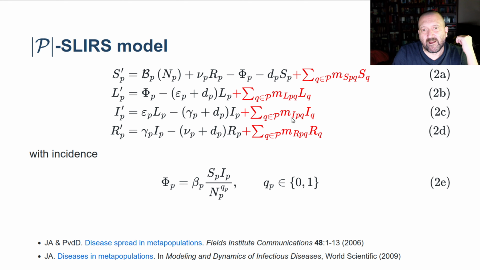Perhaps, for instance, the movement for infectious individuals could be small. It varies, okay? And finally, the incidence function that describes the occurrence of new cases, I'm going to write this way. And this is a little trick here. I have a power Q to the P for patch P. And Q to the P is either 0 or 1. So if it's 0, this is mass action incidence because n to the 0 is 1. And if it's 1, then this is proportional incidence. I'll point out that it could be more complicated than this, okay? But in these models that I'm going to consider, I'm going to take this simple case.